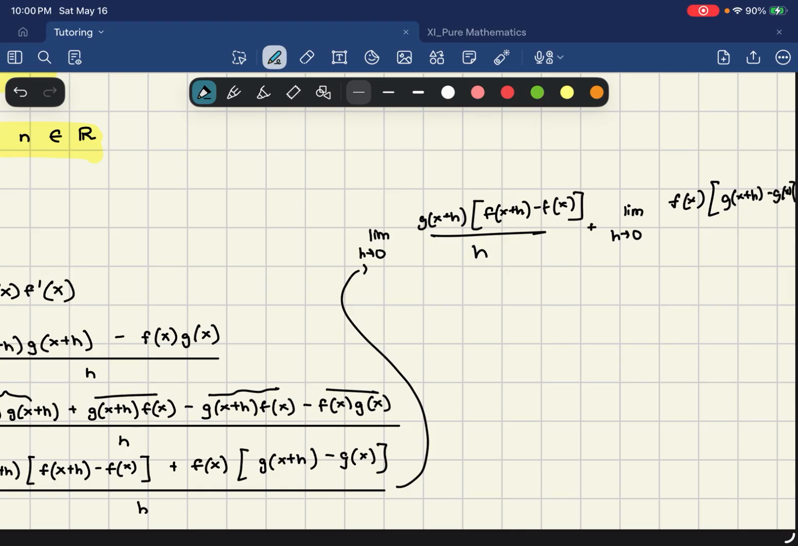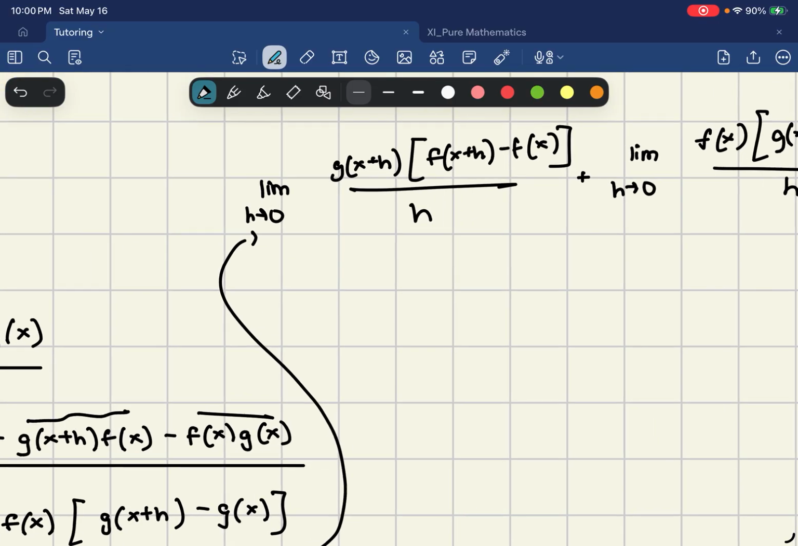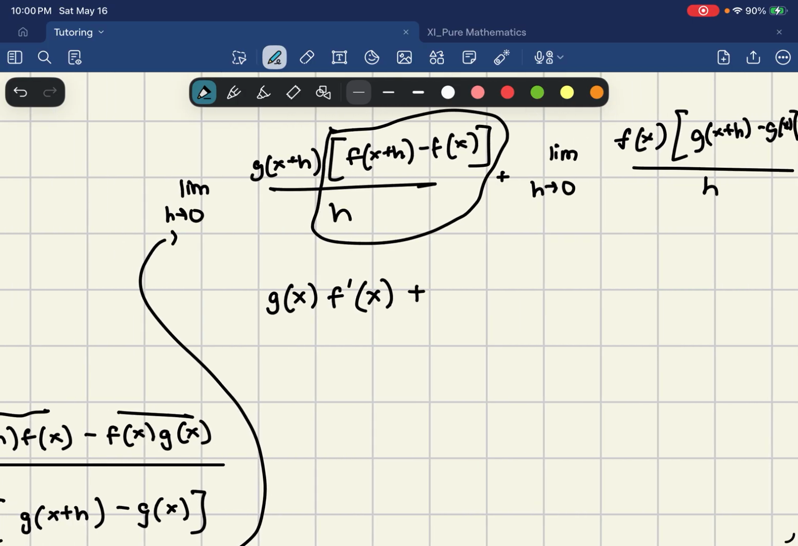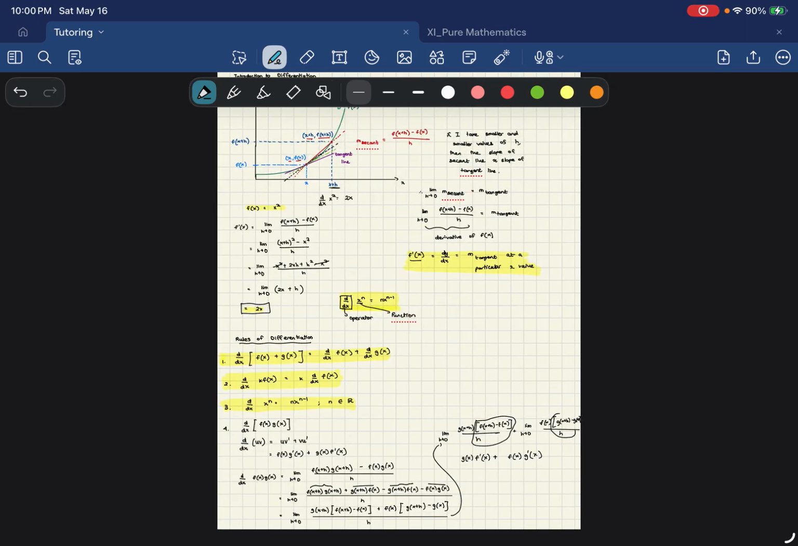So if you take the limit as h tends to 0 of the first part, you're going to get g of x f dash of x. Because remember, this expression is just the definition of the derivative. And if you take g of x plus h, limit h tends to 0, that's just going to approach g of x. Plus from the second part, I'm going to get f of x g dash of x, because this part is a definition for the derivative. So that is how you get the product rule.